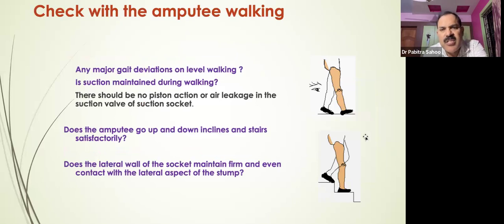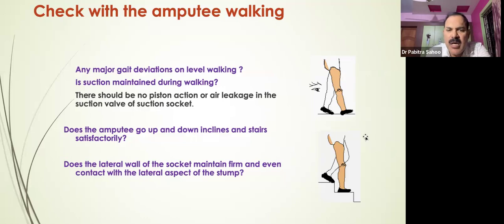Now after sitting, let us check the amputee while walking. Look for any major gait deviations while walking on level and on uneven surfaces. If the suction is maintained during walking, there should be no piston action. If the socket is loose, each time the patient bears weight the stump goes in, and while walking again the prosthesis, the weight is coming down. So it could be a poorly fitting socket or a poorly fitting suspension. There you will always have piston action while walking.